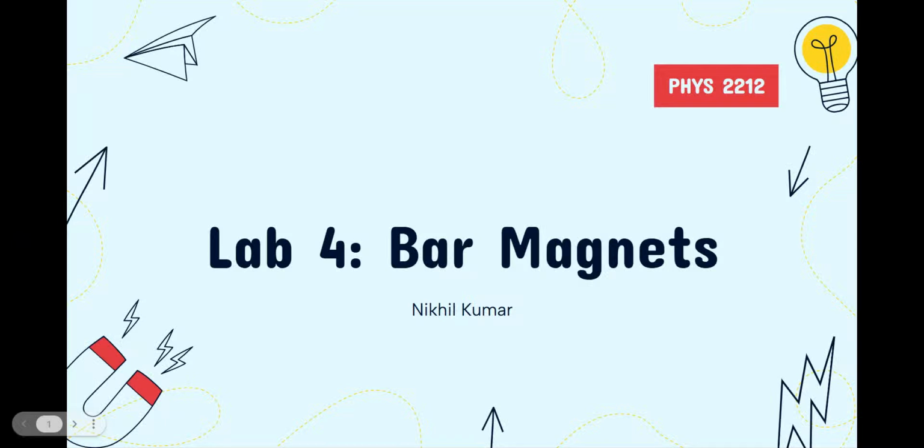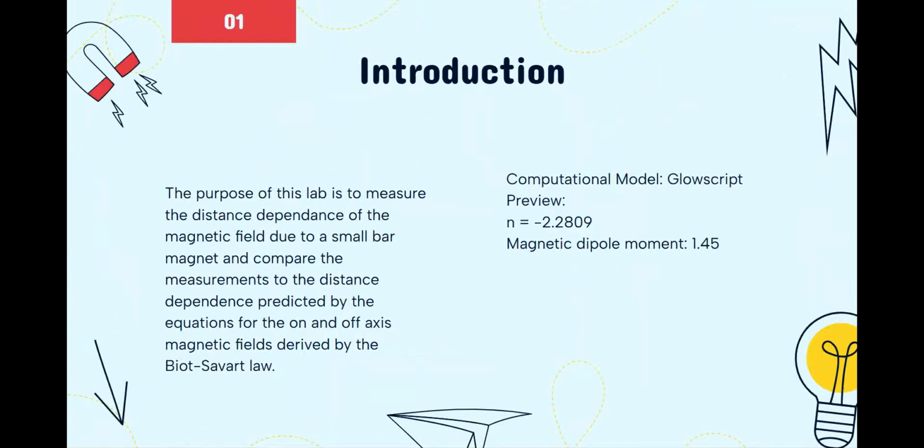Amar, and today I'll be presenting my Lab 4 report on bar magnets for Physics 2212. The purpose of this lab was to measure how the magnetic field of a bar magnet depends on distance and then compare those measurements to the theoretical prediction given by the equations for on-axis and off-axis magnetic dipole fields derived by the Biot-Savart law. As a preview of my results, my log regression gave a slope of negative 2.28, and I calculated a magnetic dipole moment of 1.45 ampere meters squared.